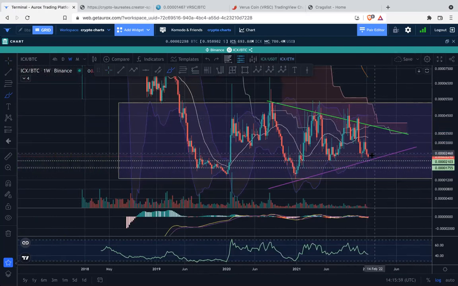3 red candles in a row could mean we're going back up, or this could be a little bit, maybe not this bad, but you might get something of red. We'll see. Stick around for that one.